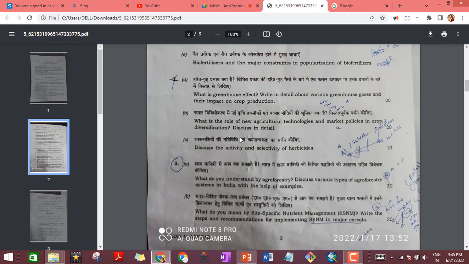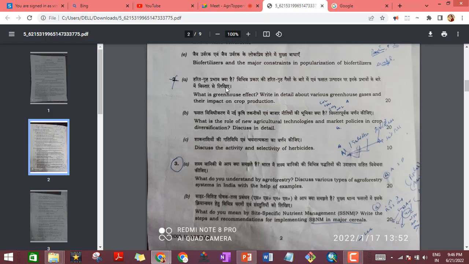Discuss the activity and selectivity of herbicide. See, if I am able to know these first two questions and I have doubt on this, then it is better not to attempt, because you will get a very low score in this third one, C. So that's why we should try to attempt questions wherein we know all three parts, like may not be very well, but even average.